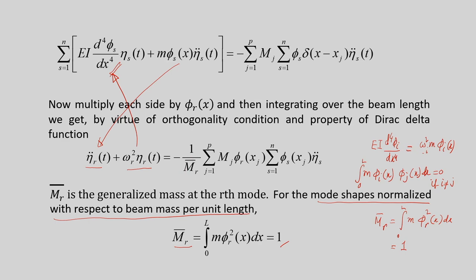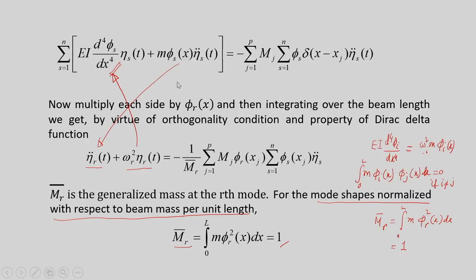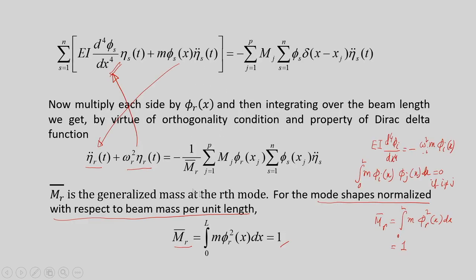So now the equation of motion is simply written: eta r double dot t plus omega r square eta r t, where eta r double dot t, the generalized coordinate, is the acceleration term, equal to q r r, because this term cannot be decoupled. Of course m r r can be taken as 1, because of this mass normalized mode shape. But here we take this term as q r r, because with only the independent coordinate eta r it cannot be written. So therefore we are getting this term.